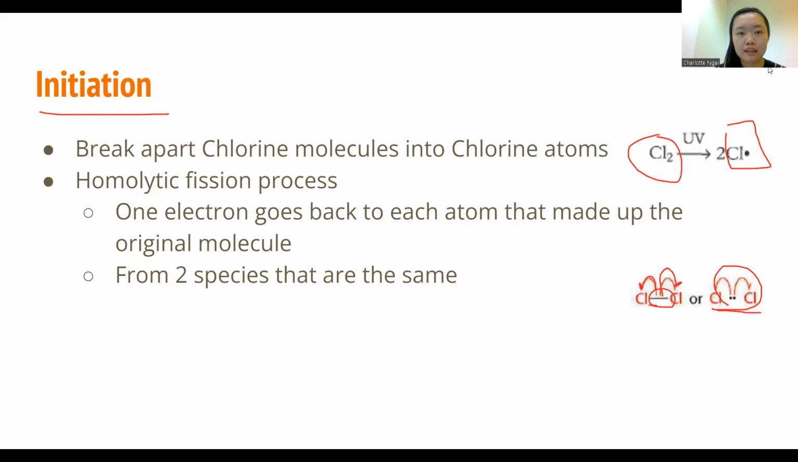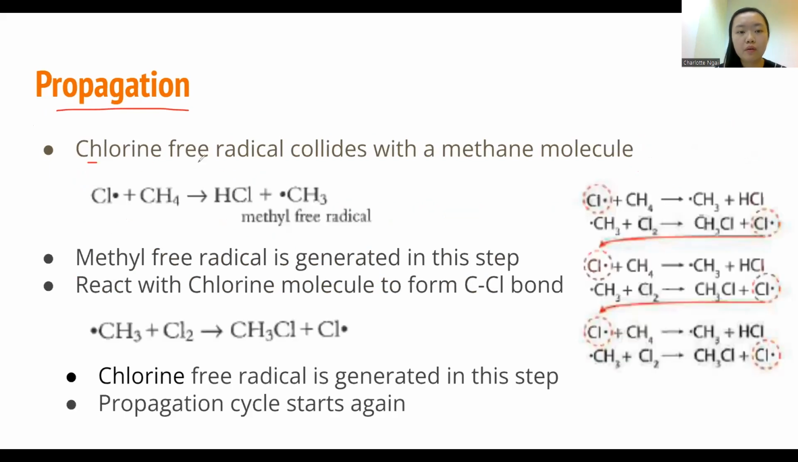Now what happens next is in the propagation step, the chlorine free radical will collide with a methane molecule. As you can see in the mechanism right here, I have the free radical of a chlorine atom, and then it binds with CH4. What we get is the methyl free radical species generated in this step. And again, it reacts with a chlorine molecule to form a C-Cl bond.